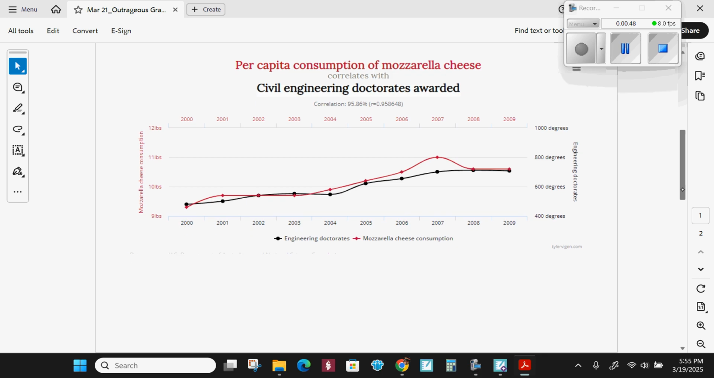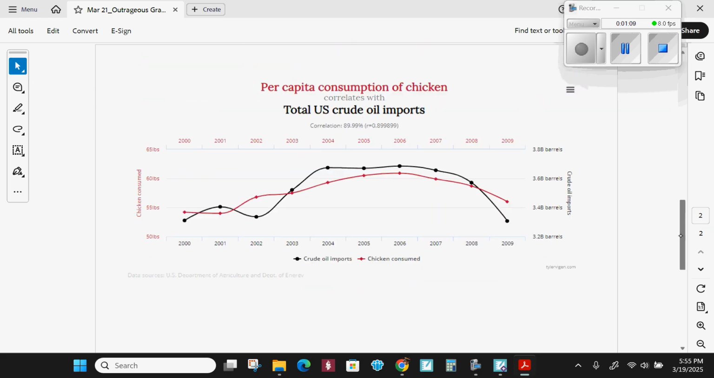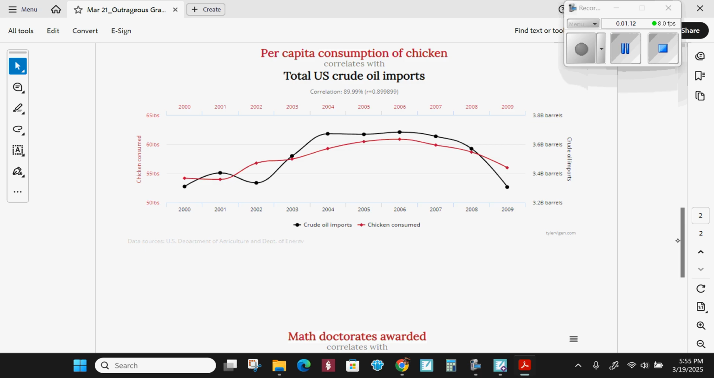Now if we look at this one, this is per capita consumption of mozzarella cheese and civil engineering doctorates awarded. They're okay, but there's not really any real relationship, though they do kind of correspond together. And here, per capita consumption of chicken correlating with total U.S. crude oil imports. So how many barrels of oil and how much chicken is consumed. Probably doesn't have a real good relationship there, but you can see the points are kind of weirdly together.